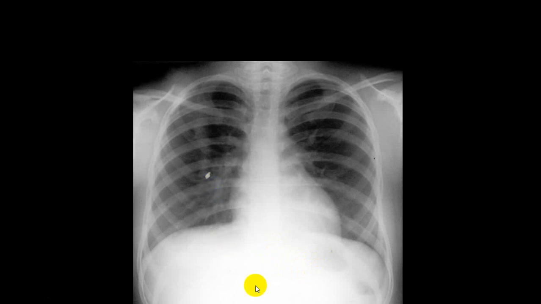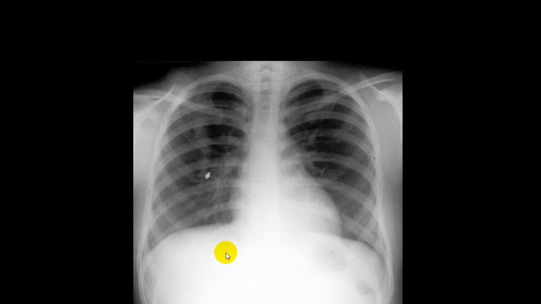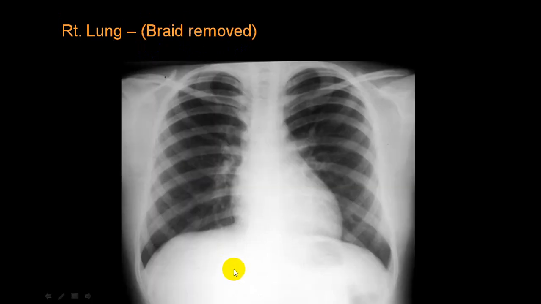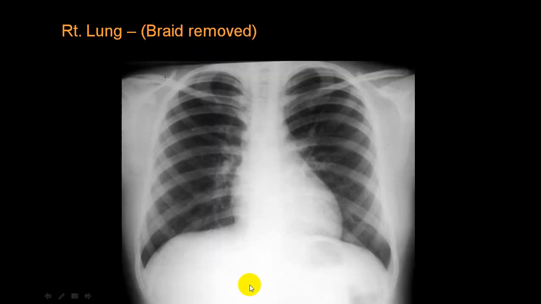Yes, an arrow has been shown here. What is it? There is something which is seen like this. This is material which is outside the chest. This is an artifact because of the braid. So sometimes you can see something, remove that, and it's gone. Now this sometimes is misinterpreted as some pathophysiology in the lung. Always try to look out. It can be outside. Very frequently it is bra clips, hair bands, etc. Try to look for those also.